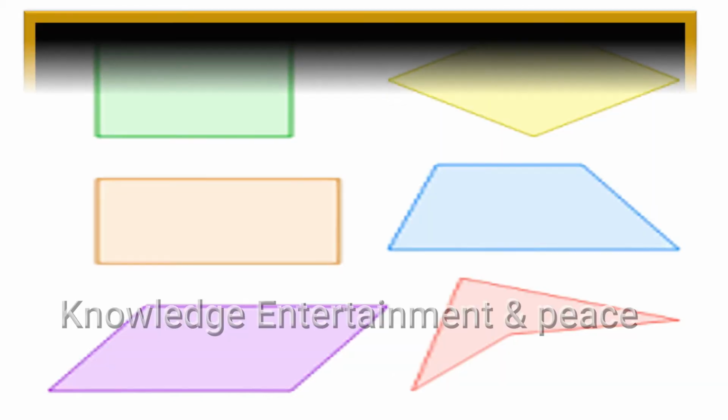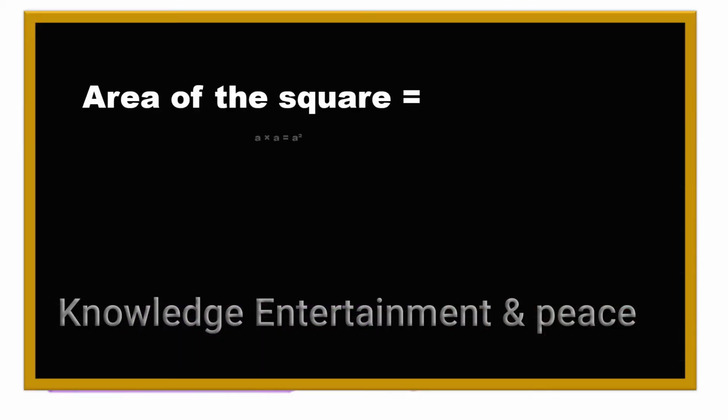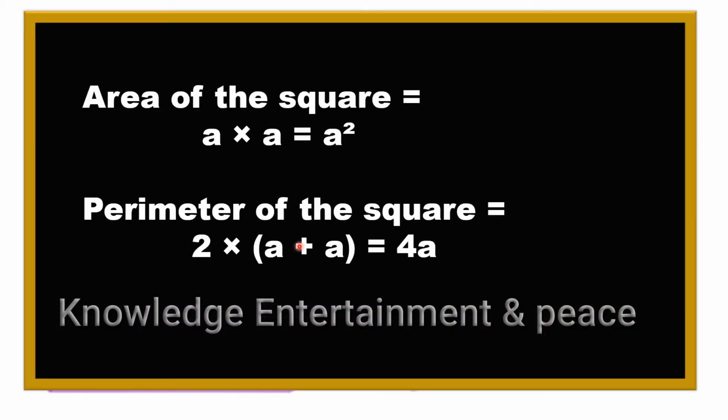The square formula. If the side of a square is A, then the area of the square is equal to A into A, that is side into side, that is equal to A squared. The perimeter of the square is equal to 2 into (side plus side), that is 2 into (A plus A), that is equal to 4A.